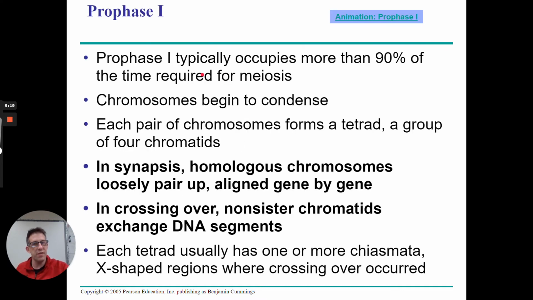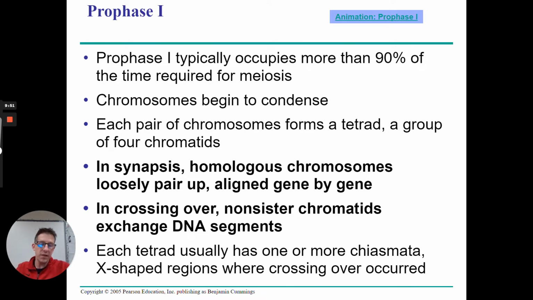So let's go through the events of each. In prophase 1 is where we see a vast majority of the differences as compared to prophase of mitosis. Prophase 1 typically occupies about 90% of the time required for meiosis. There's a lot that has to happen here. Chromosomes condense like they normally would in regular prophase of mitosis, but now is where we start to see the differences. Each pair of chromosomes forms what's known as a tetrad.